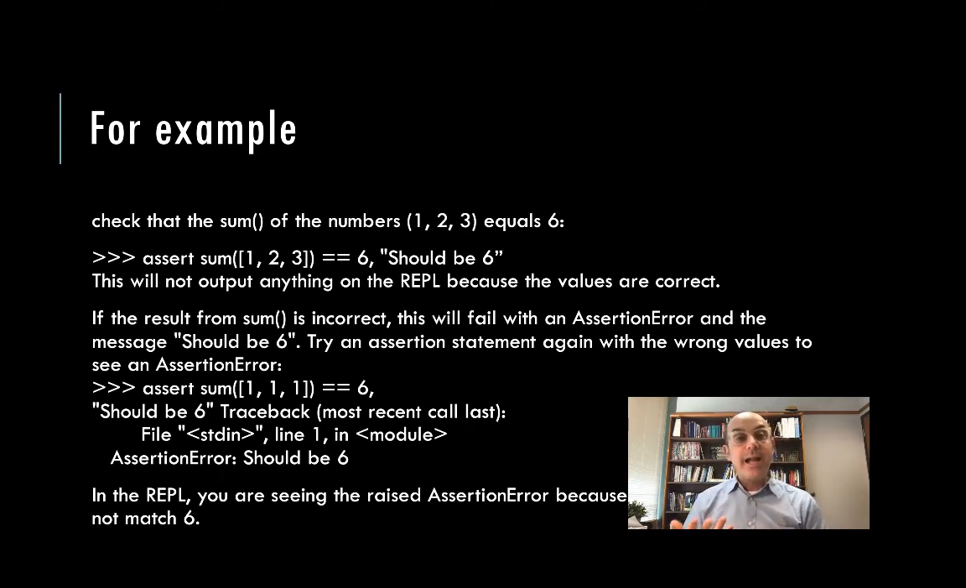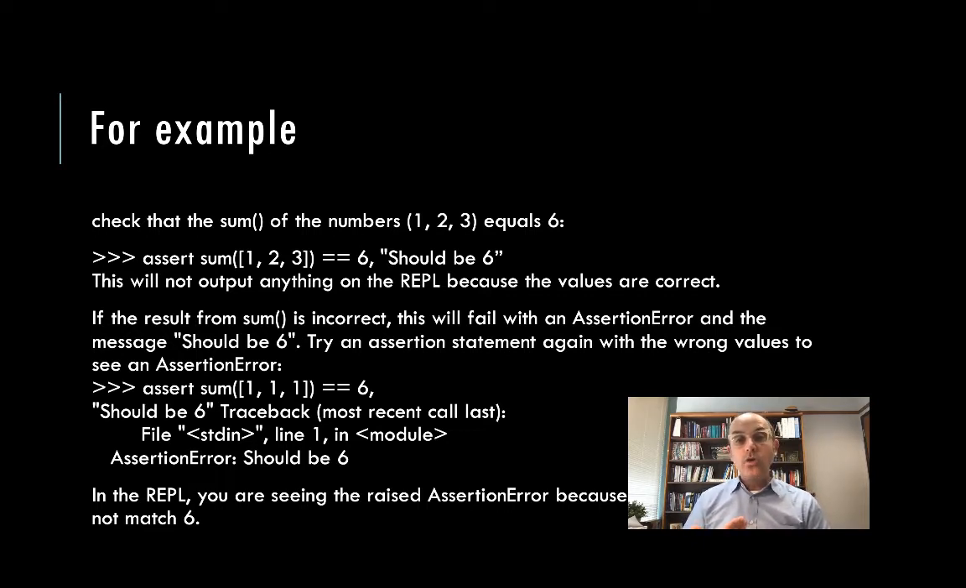One of the inputs is 1, 2, 3, and the sum has to be equal to 6. So we're going to say assert sum, with a container of 1, 2, 3, and we are assuming that it will be 6. Okay, so now this will output nothing on the REPL because the values are correct.